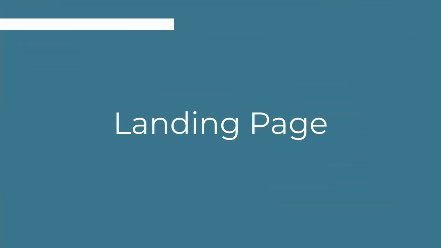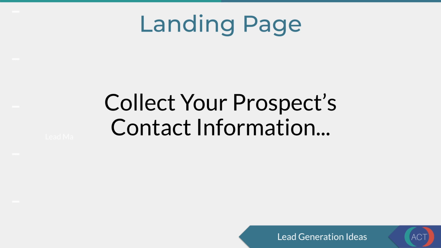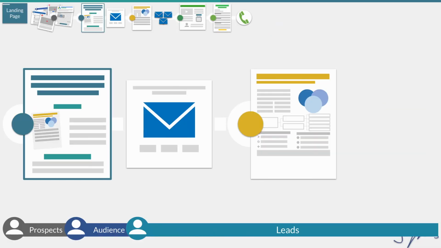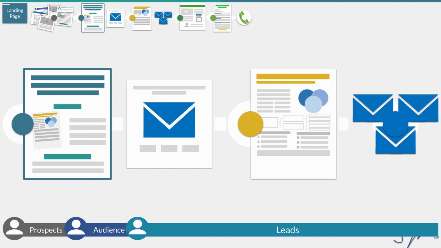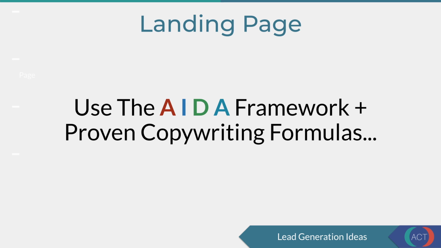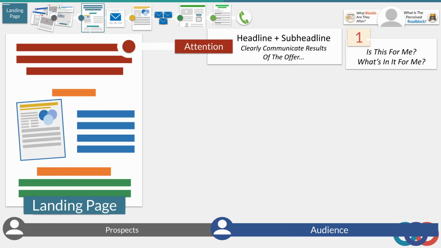To get your ideal customer's contact information, you'll want to create a specific page on your site that offers your lead magnet in exchange for that contact information. The landing page should communicate all the benefits of your lead magnet and how it will help solve some of your ideal customer's problems. You can use the ADA framework and proven copywriting formulas to make your landing page effective and highly converting. Grab their attention through your headline and subheadline.